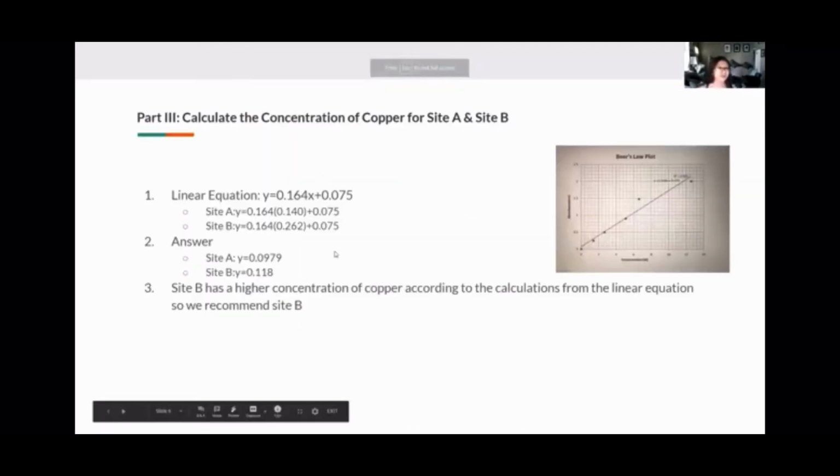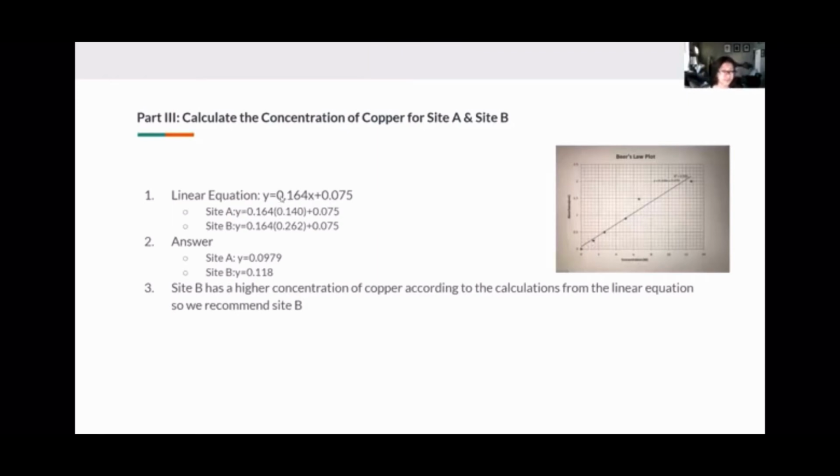If you look at the graph and the line of best fit, the linear equation it gives you is y equals 0.164x plus 0.075, and so you just want to plug in the site A data and then the site B data. So y equals 0.164 for site A. You put 0.140 plus 0.075, and that will give you the answer of 0.0979.